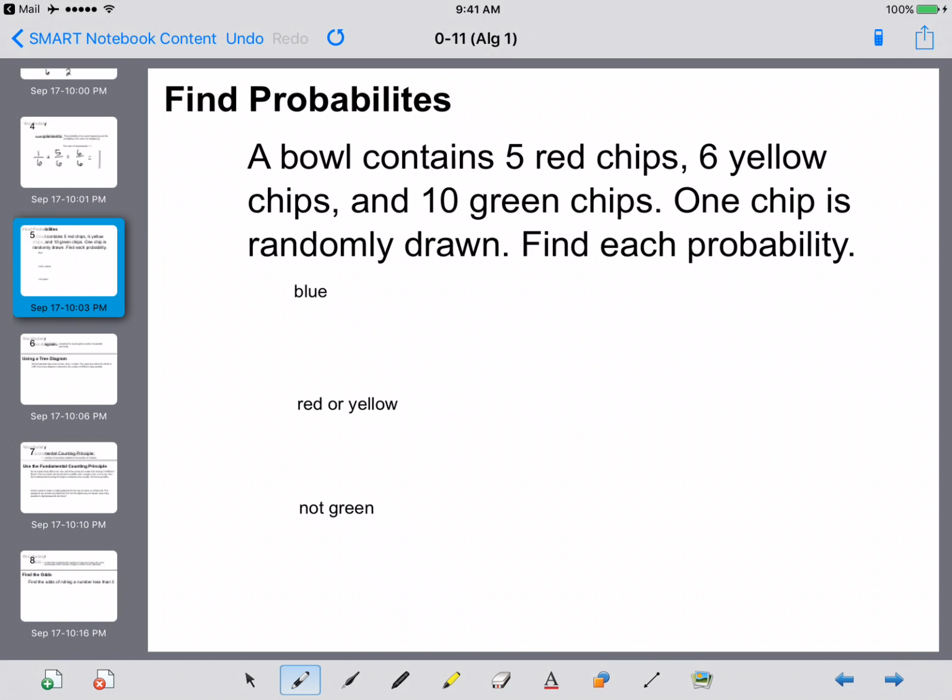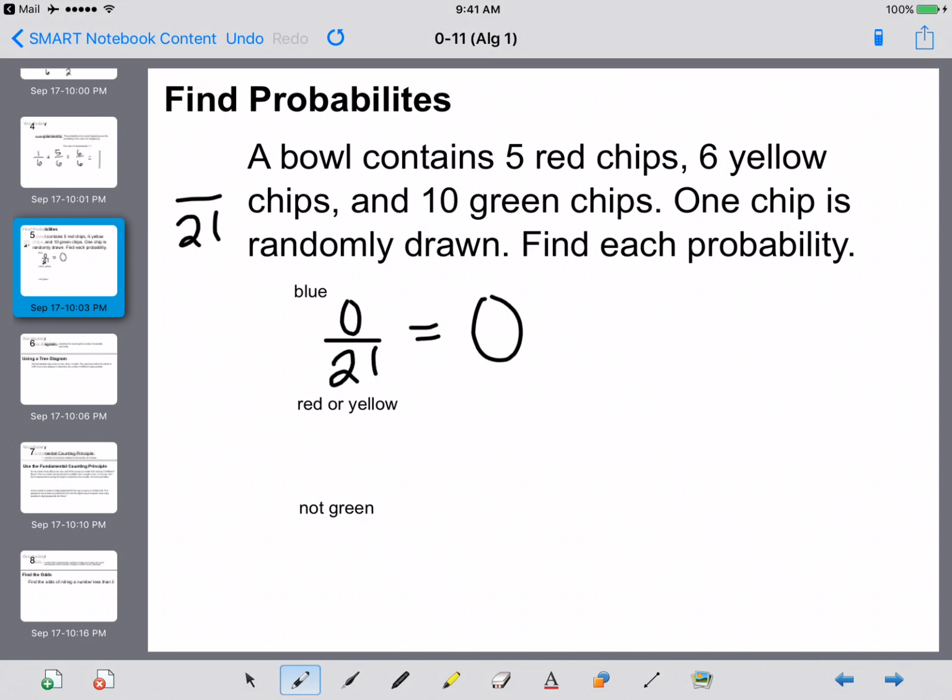So we need to find the probabilities here. A bowl contains 5 red chips, 6 yellow chips, and 10 green chips. 1 chip is randomly drawn. Find each probability. So one thing I'm going to want to know is how many chips we have total. 10, 6, and 5 gets us 21. So the probability of drawing a blue chip, well, we only have red, yellow, and green, so the probability of drawing a blue one is 0 out of 21, or just straight up 0. You can't draw a blue chip if there isn't a blue chip in there.